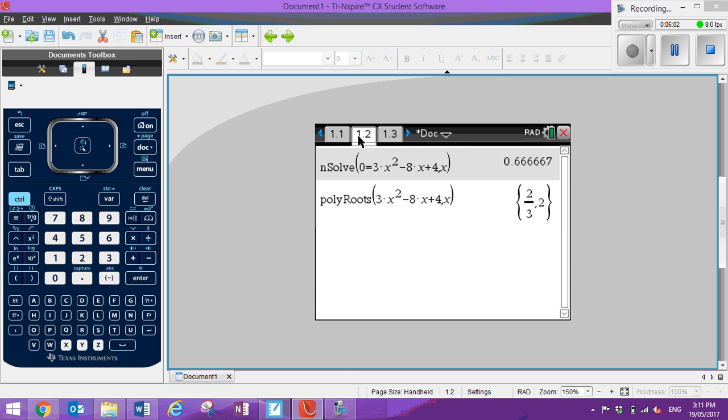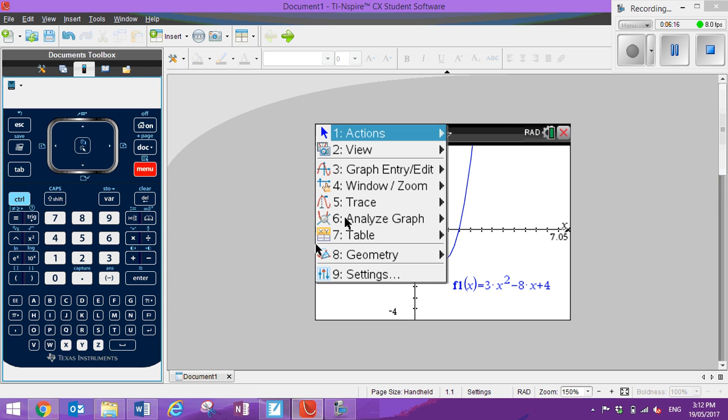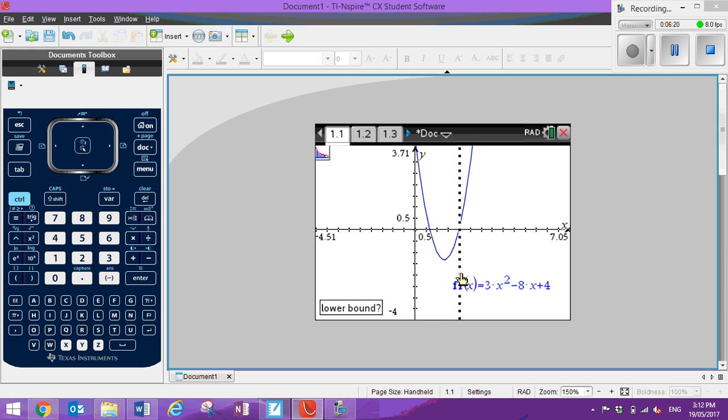This is our first function here, y equals 3x squared minus 8x plus 4. If we're trying to find this area between the curve and the x-axis, then we can simply go to our menu, analyze graph. We want the integral. We need to know the lower bound. So we've either calculated that, or if you hover over the x-axis, it gives you that. Come across, hover over that intersection point, and there it comes up.